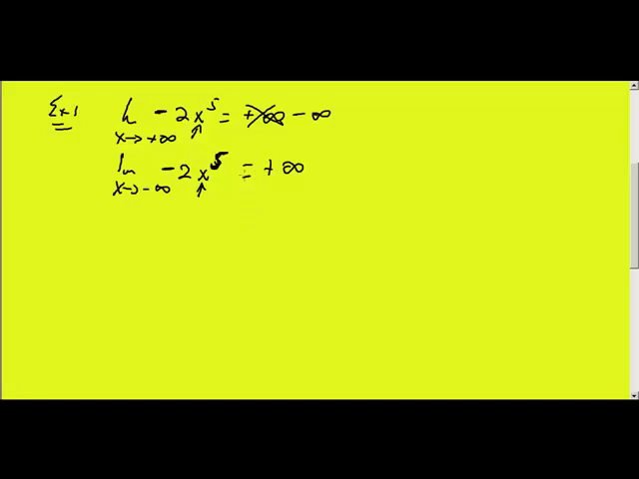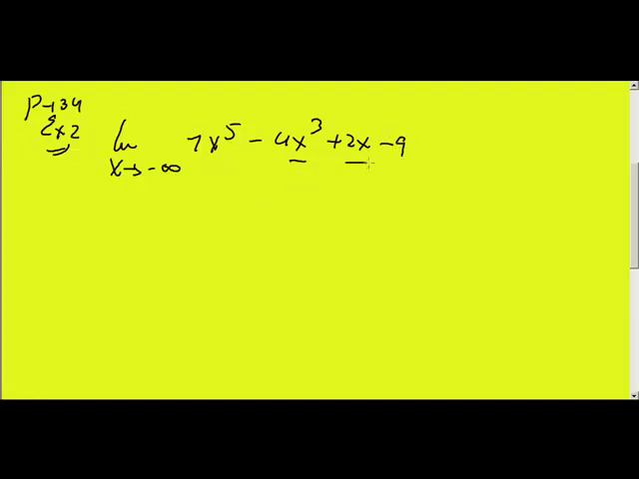Okay, let's move on to the next example. This is example number 2 on page 134. This is a polynomial, so the limit as x goes to negative infinity of 7x to the 5th minus 4x to the 3rd plus 2x minus 9. Well, we can evaluate each one of these.